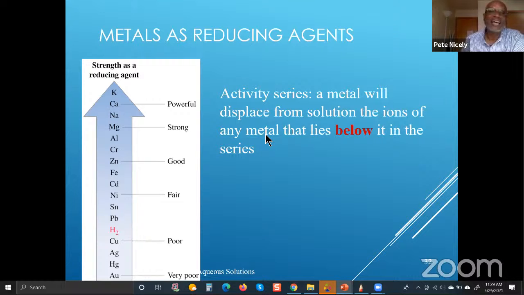And we can use this as a predictive tool in terms of determining which metal atom will displace another ion from its solution, all right? And basically the rule is that a metal will displace from a solution the ions of any metal that lies below it in the series.